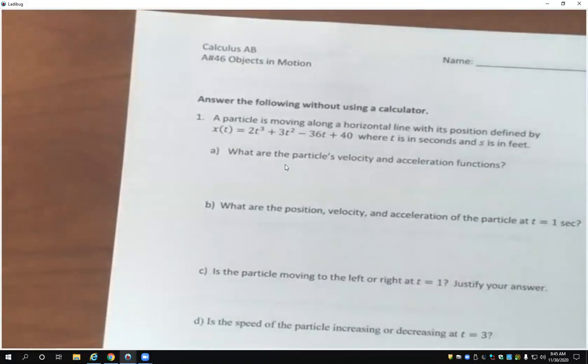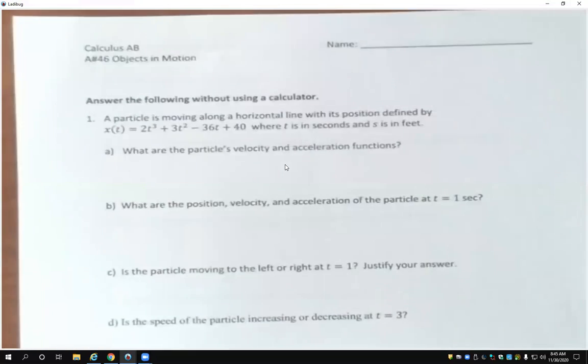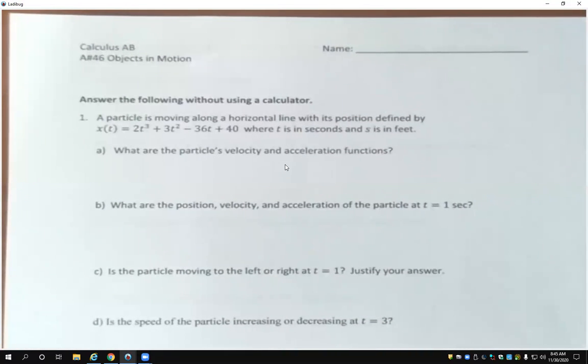Okay, this first one, there are no other notes. So if you were looking for other notes to print, there are no other notes. I'm just going to be going through number one with you on the homework, and then you guys will finish up.